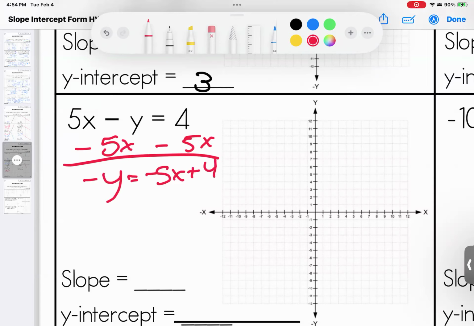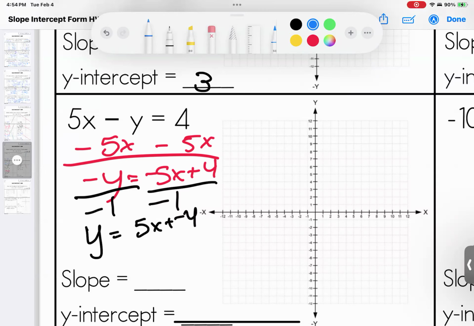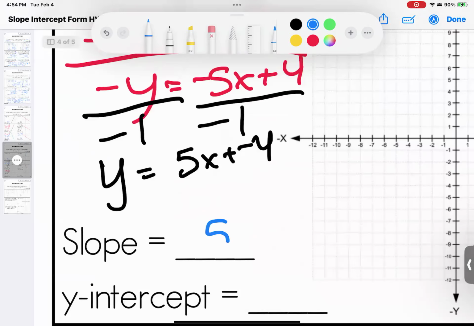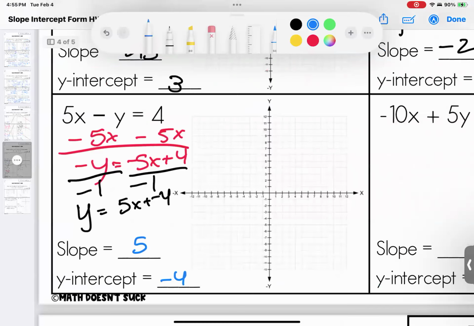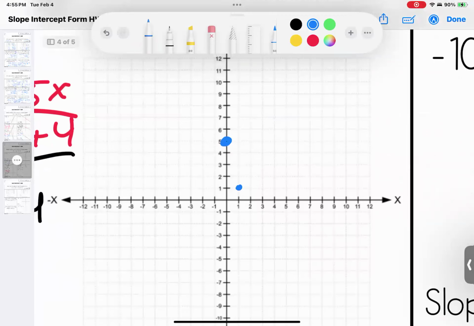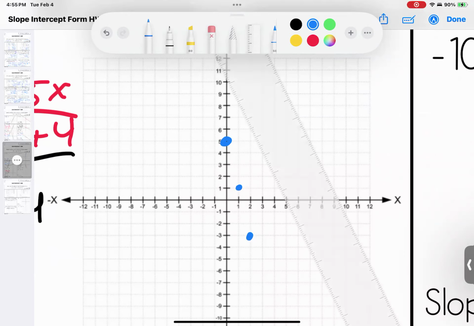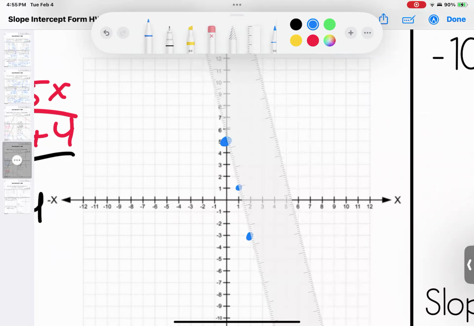And then watch this magic. I'm going to divide by negative 1 because I have a y, which means that you could also say it's negative 1y. Y is equal to 5x plus negative 4. How about that math magic? Slope is 5, y-intercept is negative 4. Slope is 5. Down 4 over 1, down 1, 2, 3, 4 over 1. Oh, we got a steep slope.